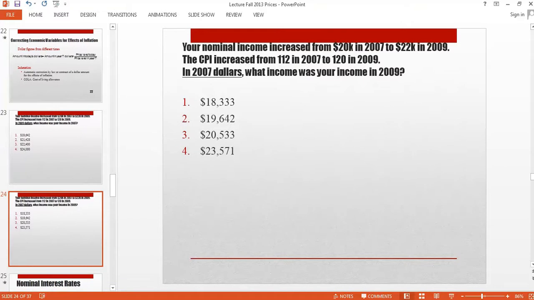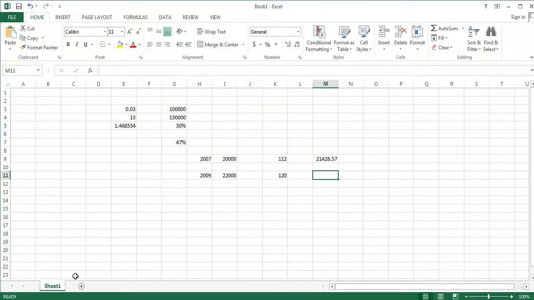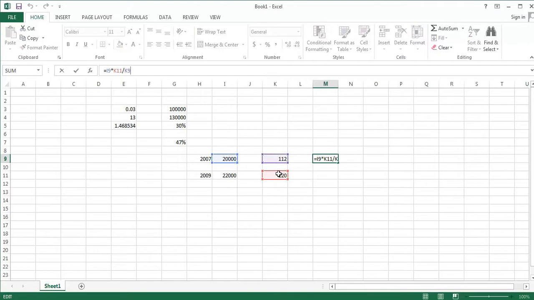So now we're asking the question, in 2007 dollars, what was our 2009 income? The whole thing about in-year blah dollars tells us what our yardstick of value is. We're using 2007 now in this problem as our yardstick of value. So when I go back to Excel, instead of taking a 2007 amount and converting it into 2009 dollars, with, notice here, the year we're converting into goes on the top of the fraction, and the year we're converting from goes on the bottom of the fraction, now we're going to do it the other way around.